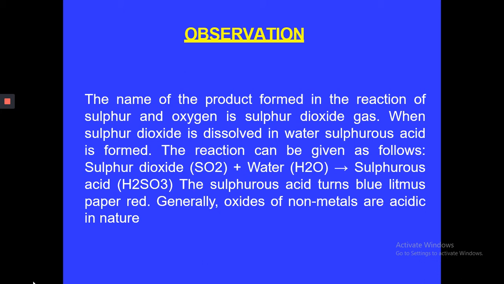The sulfurous acid turns blue litmus paper to red. Why? Because this is an acid, and acid turns blue litmus paper to red. So generally oxides of non-metals are acidic in nature. In this case, sulfur and oxygen both are non-metals.